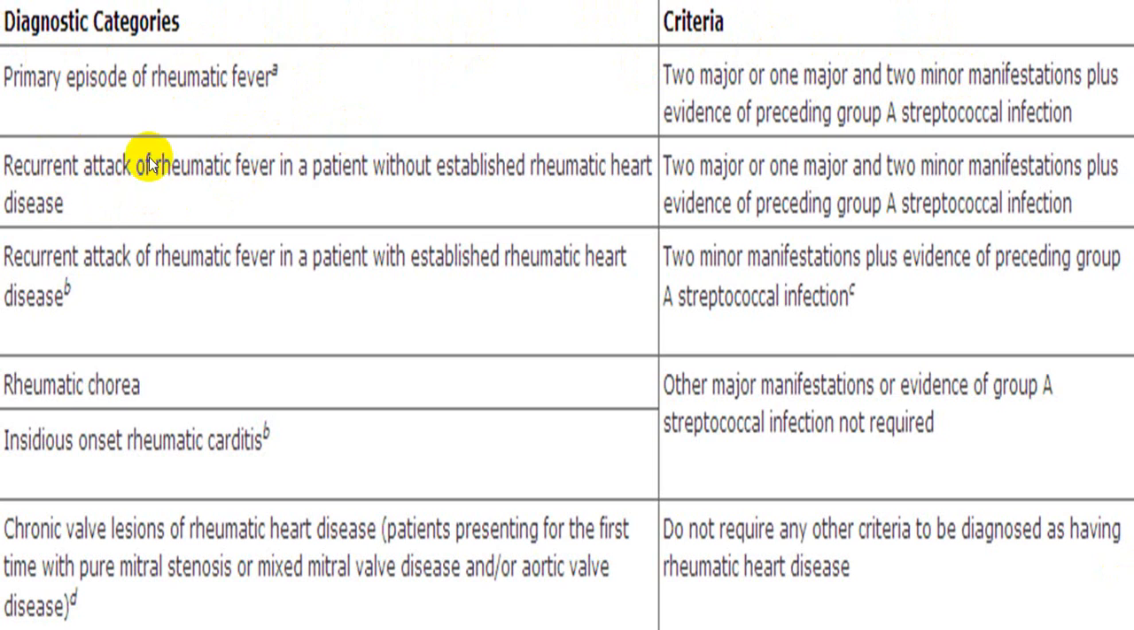And we have already told you that a recurrent attack of rheumatic fever means a patient without established rheumatic heart disease. There is a recurrent attack with established rheumatic heart disease. These are the criteria: two major, one major with two minor. Here two minor plus previous evidence of streptococcal infection. Rheumatic chorea is one major manifestation. Insidious onset of rheumatic carditis can be there along with rheumatic chorea. And chronic valvular heart disease does not require any other criteria for diagnosis of rheumatic heart disease.